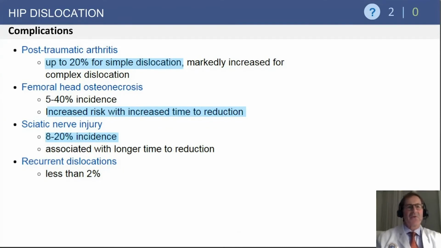Looking at patients with complications following dislocation, up to 20% can have post-traumatic osteoarthritis. And femoral head osteonecrosis is seen in up to 40% and increases dramatically if there's an increased time to reduction of the dislocation.